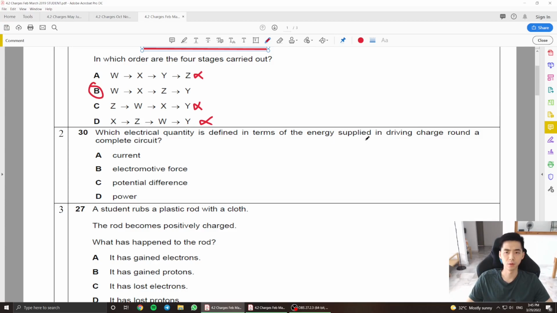In terms of energy supplied in driving charges, this is obviously electromotive force, right? Electromotive force is the thing that is responsible for driving current in the circuit.